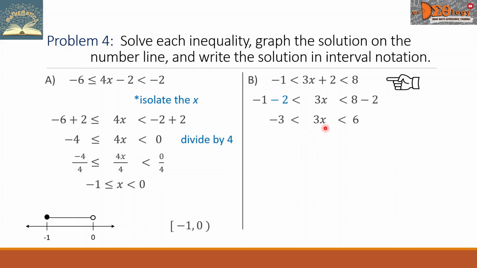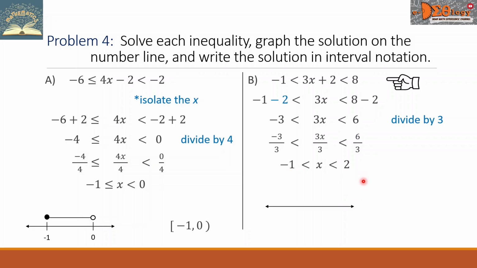Again, we want this x to be alone. So we divide this by the coefficient of x, which is 3. So it becomes like this. Let us now simplify. The middle value becomes x. This left side is now negative 1. And the right side is positive 2. This is now the solution.